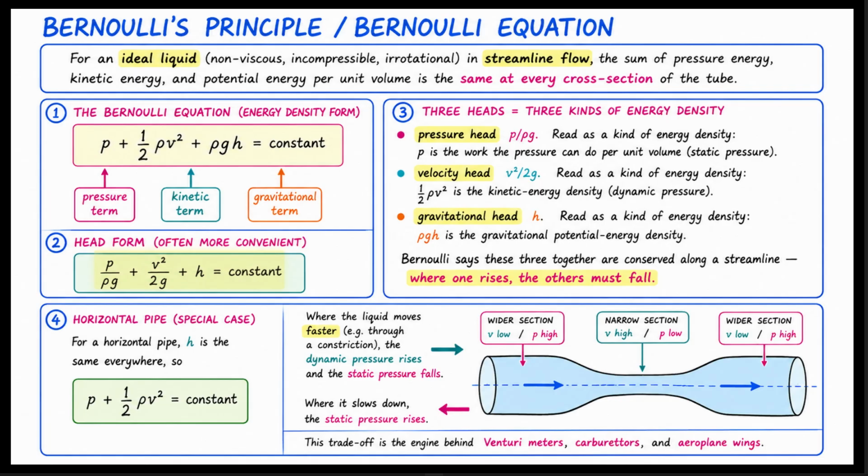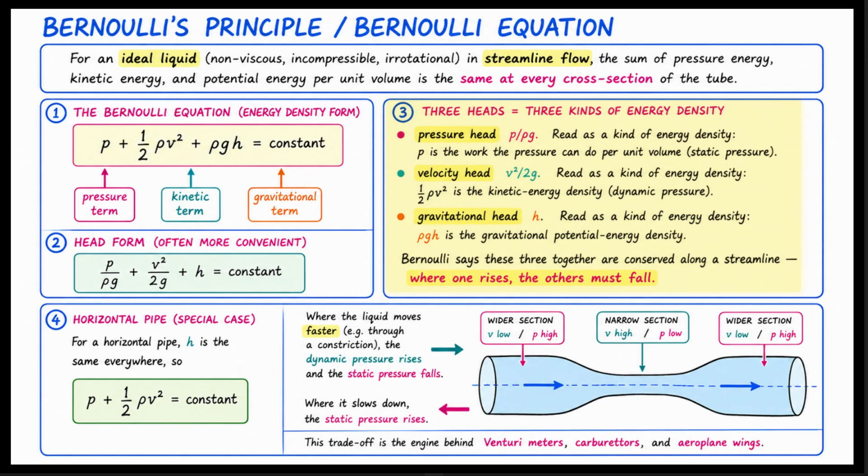This representation is often more convenient because the terms, the pressure head, the velocity head, and the gravitational head, can be conceptualized as physical heights. Each term corresponds to a type of energy density. The pressure term, P, represents the static pressure or the work pressure can do per unit volume. The kinetic term, half rho v squared, represents the dynamic pressure, and rho gh represents the potential energy density. Along a streamline, these terms balance one another. Where one rises, the others must fall.